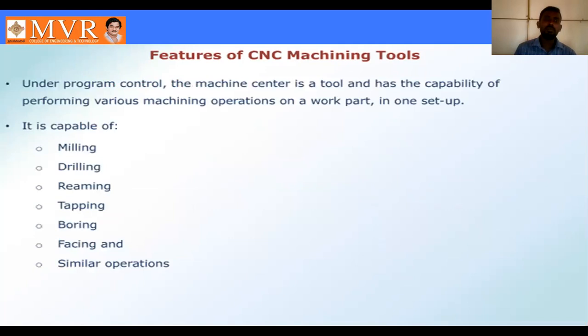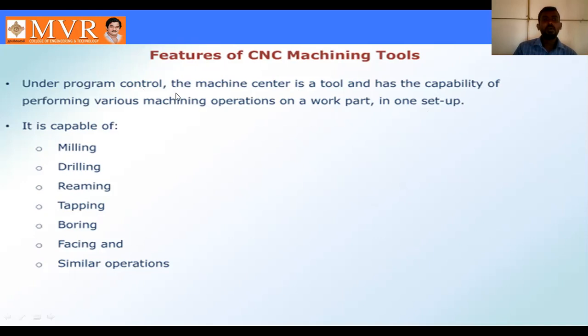Next, features of CNC machine tools. That is this topic. Under program control, the machine center is a tool and has the capability of performing various machining operations on the work part in one step.